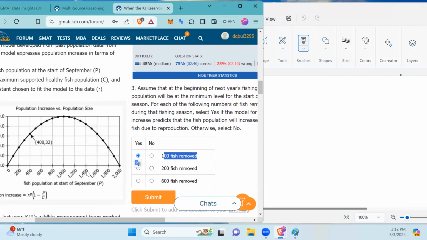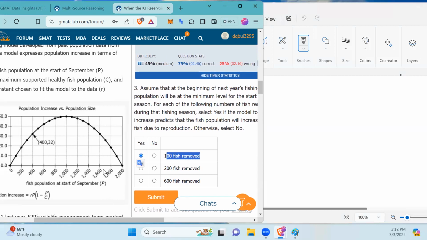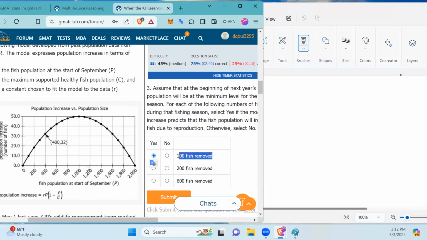What about 200 fish? We have 1,300 now, and it will be more than 40 on the y-axis. It looks like this spot is between 40 and 50, so about 45. So do we select yes or no? Yes. And 600 fish? 900 left. So here, it will be close to 50. Close to 50, so also yes.